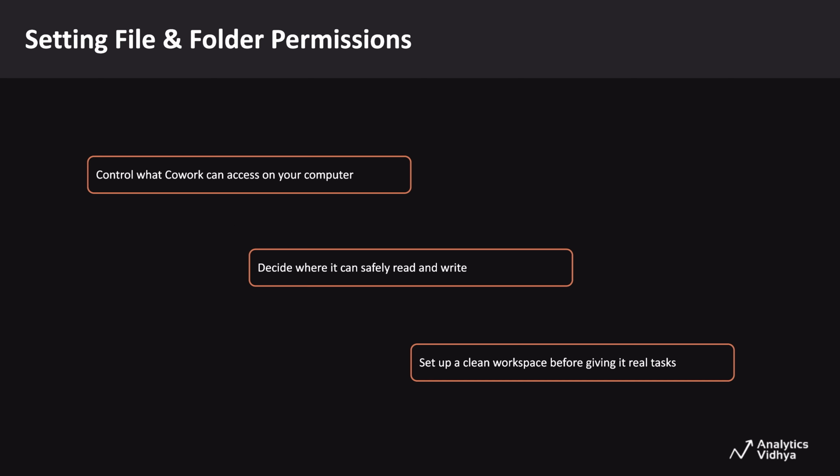Think of this as defining Co-work's working boundary. What folders can it read from, where can it write outputs, and what should stay completely out of scope? If you get this part right, Co-work becomes much safer and much easier to trust in daily workflows.